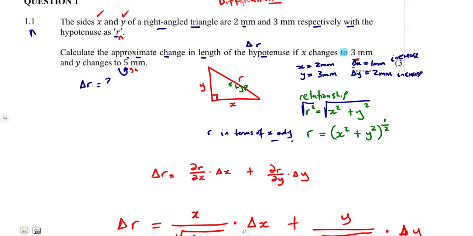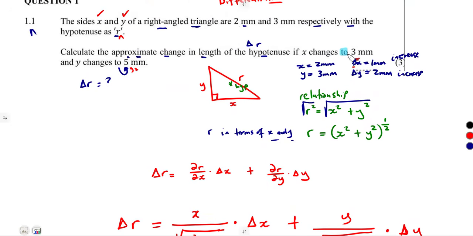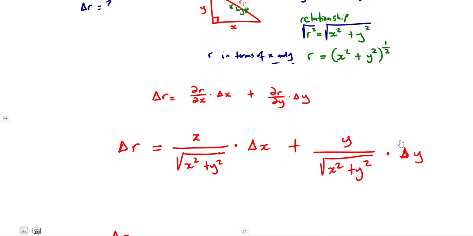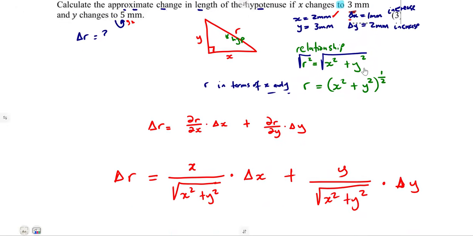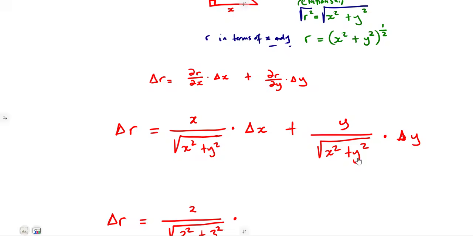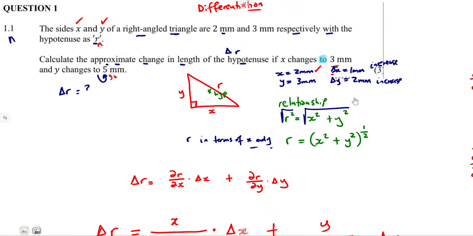Our x is what? And these units are the same dimensions, in millimeters. So our x is 2 and y is 3. So that was going to be 2 over the square root of x squared, so that's 2 squared plus, remember that y is 3, so that's 3 squared, times the change in x, which is an increase by 1 unit from 2 to 3.